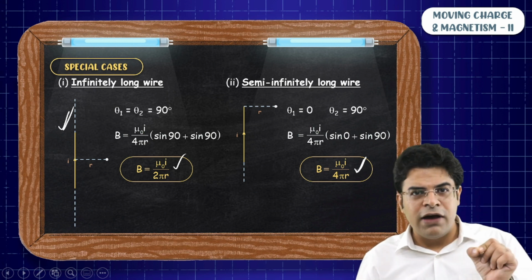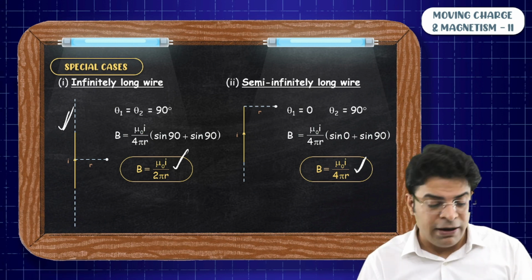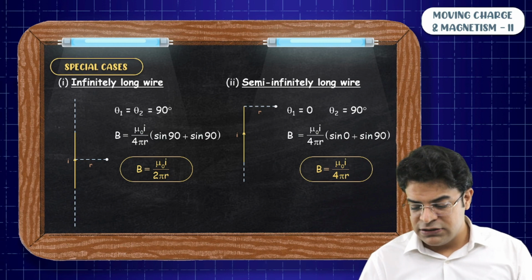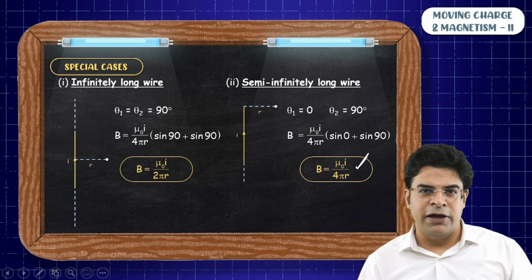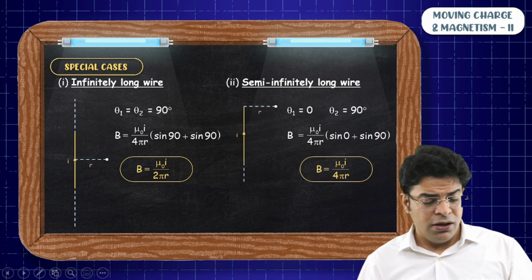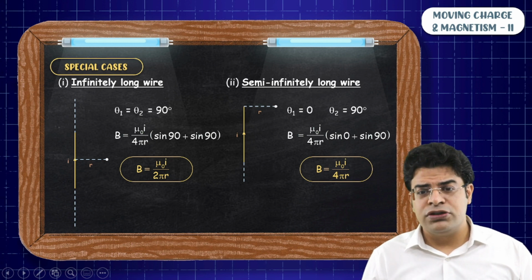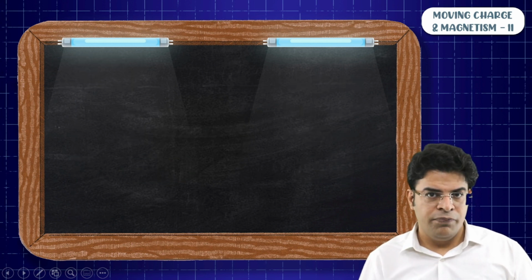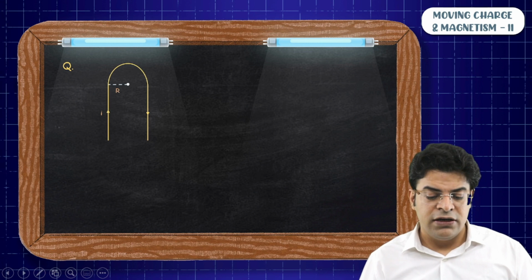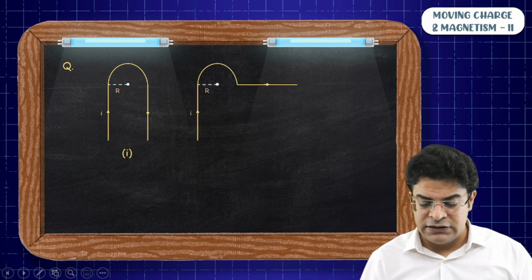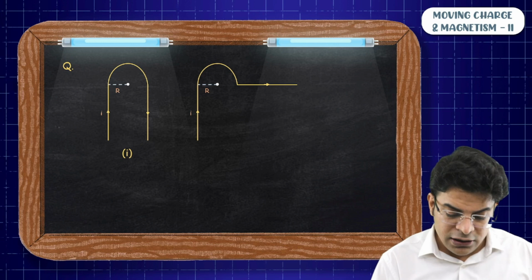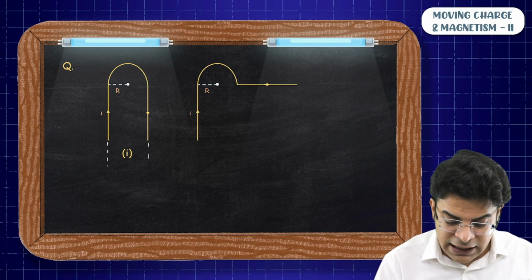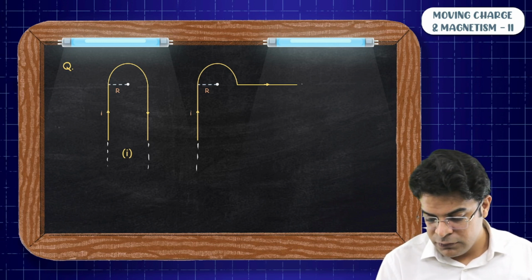So due to the whole wire, infinitely long wire, mu naught I by 2 pi r, due to half of it, the strength of magnetic field is mu naught I by 4 pi r. It makes sense, right? Now, let's practice some questions using the results we have learned till now. So here, the question goes like, determine the strength of magnetic field at the center in both the cases. Now here, you must treat these wires as infinitely long wires.